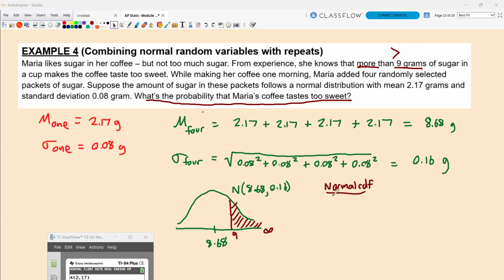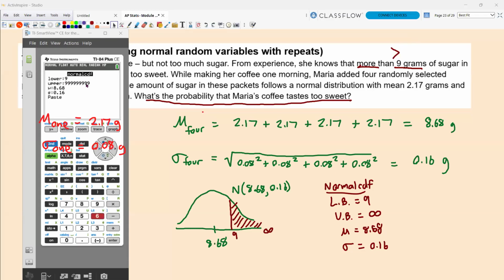We're going to do our lower bound of 9. I'll just do LB. Our upper bound is going to be, in your calculator, you do a bunch of 9s to simulate infinity. I would just go ahead and write infinity. We'll put our mean of 8.68, and we'll put our standard deviation of 0.16. So let's calculate that. Remember that to simulate infinity, you must do a really large number for your upper. So I put many, many 9s, and we'll do our mean and standard deviation.